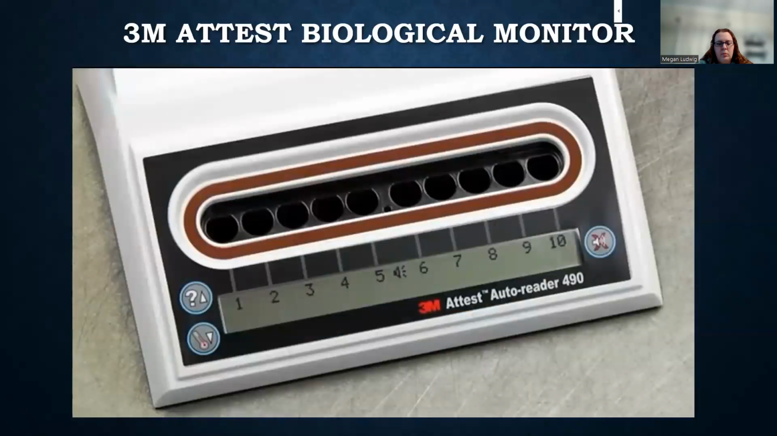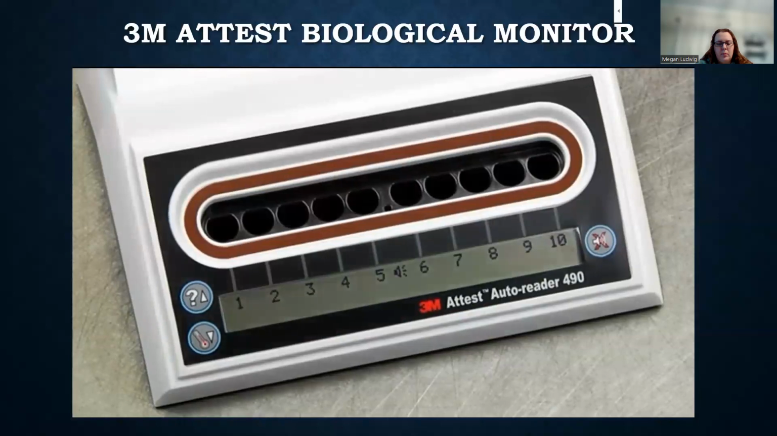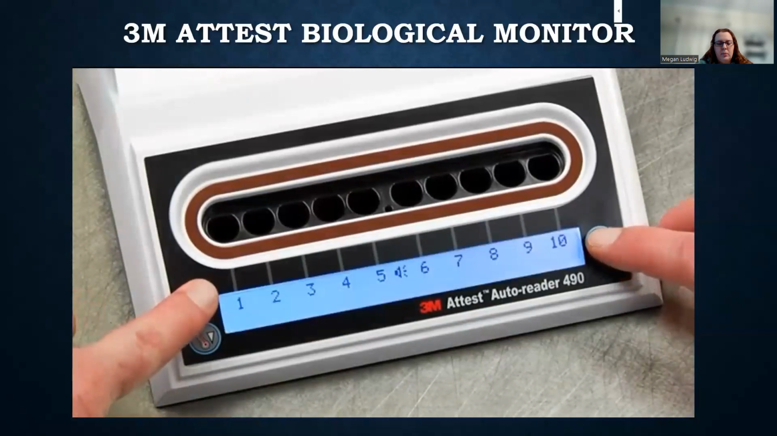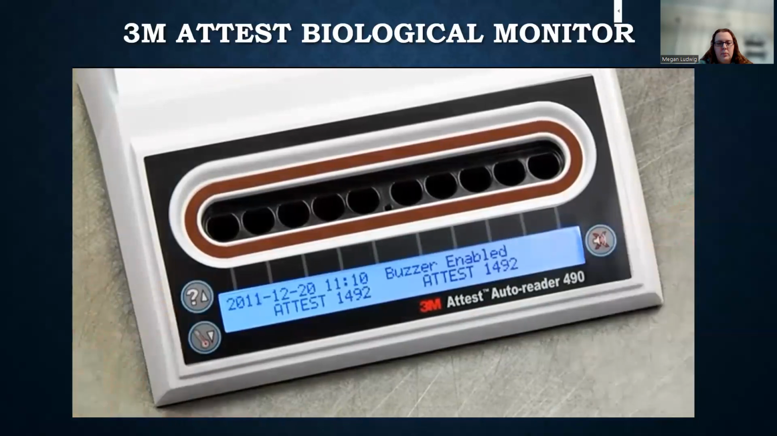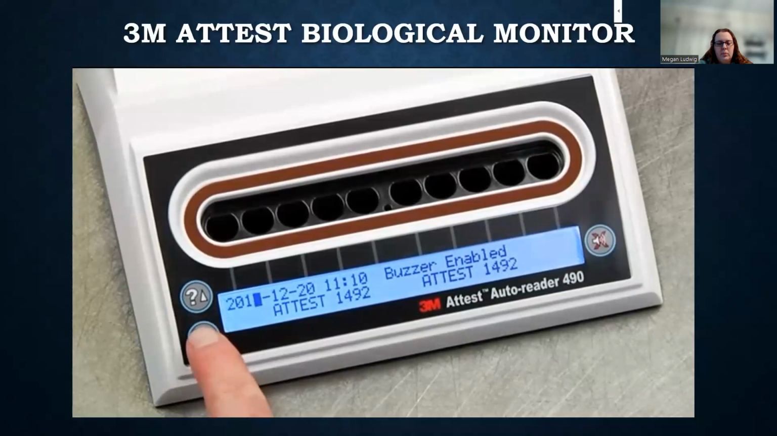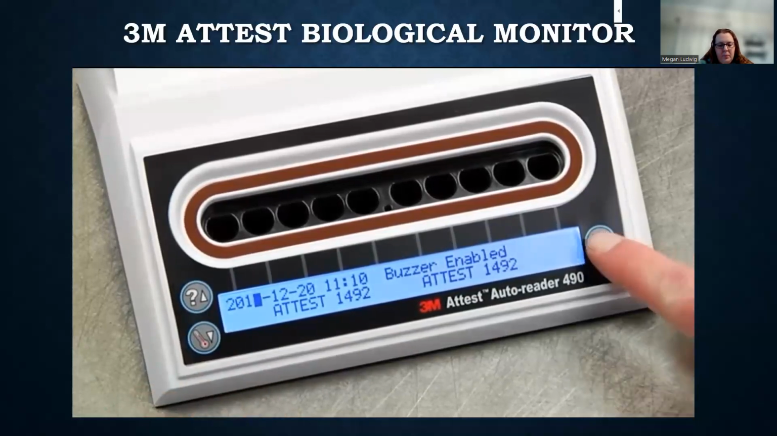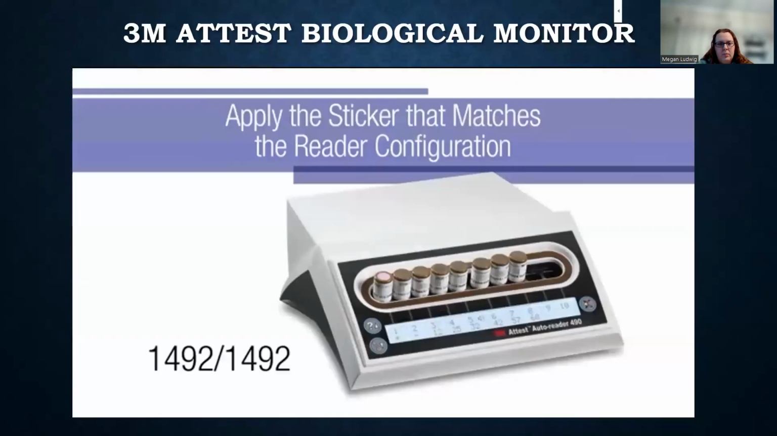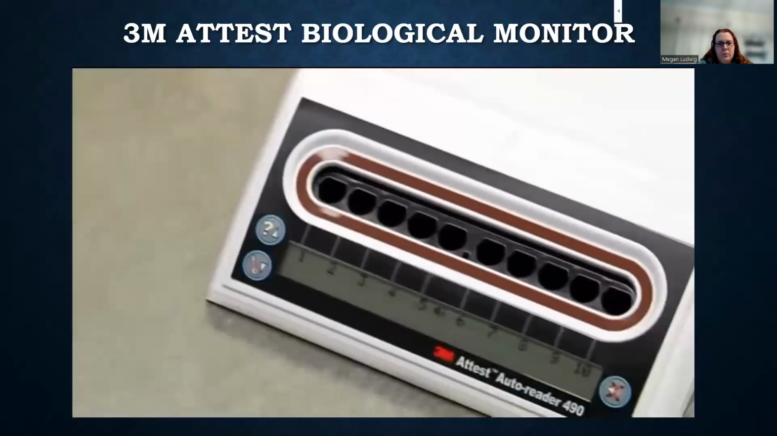Before configuring the wells, make sure the Auto Reader 490 is empty. Press the info and alarm off buttons on the front of the unit simultaneously and hold for 3 seconds to enter the configuration mode. Next, use the up and down buttons to program the clock, buzzer, and incubation well configuration you want. The alarm off button acts as an enter key and moves the flashing cursor to the next changeable setting. Be sure to apply the color-coded sticker that matches the auto reader configuration that you need. Your A-Test Auto Reader 490 is now ready to use.